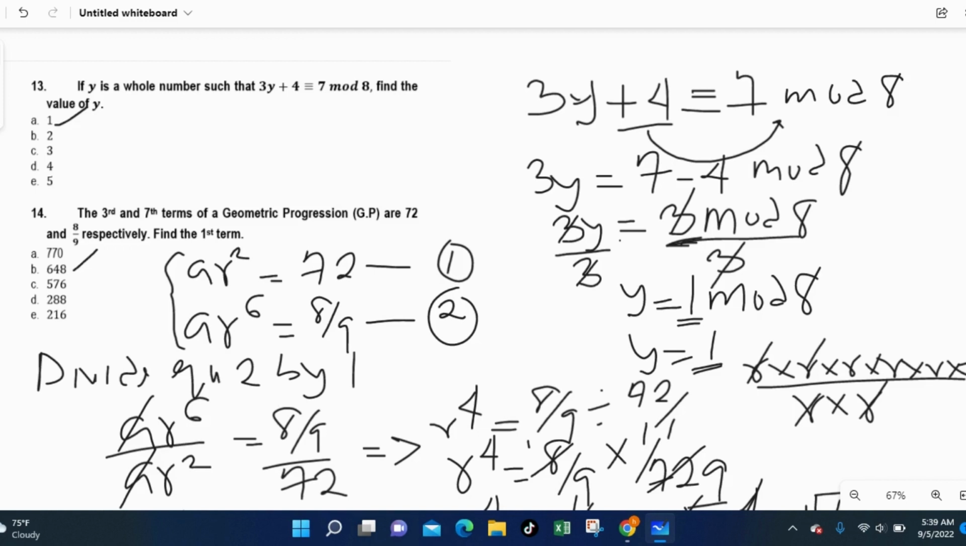This is NECO Past Question 2021, and we are solving the series of this past question, which I know every other student can benefit from.